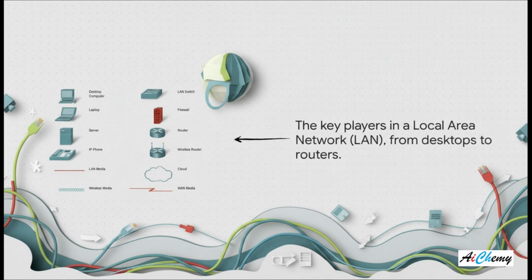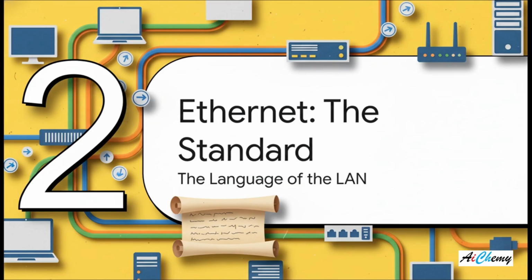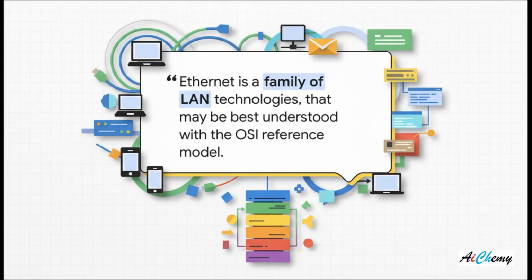Okay, so if all these devices are the actors on a stage, what's the script they're all reading from to make sure they can communicate? Well, for pretty much every wired local network on the planet, that script is called Ethernet. And this quote from our source material really gets to the heart of it. Ethernet isn't just one thing. It's a whole family of technologies. And to really get how it works, we've got to look at the official rulebook for networks, which is known as the OSI reference model.